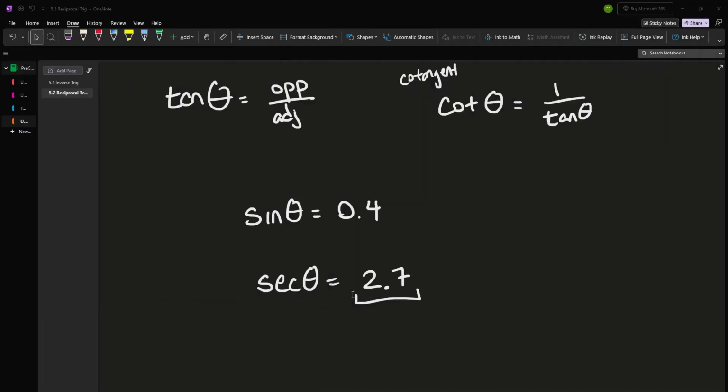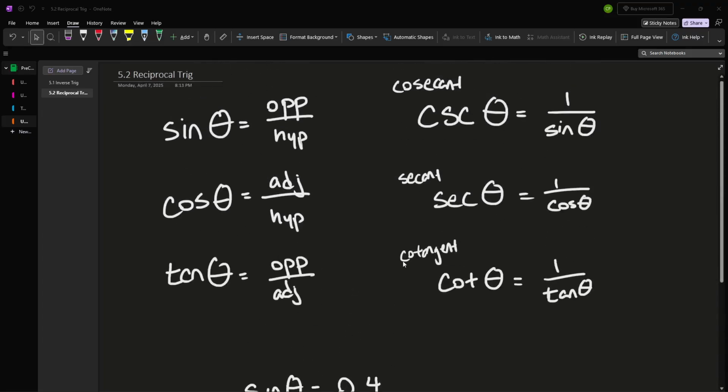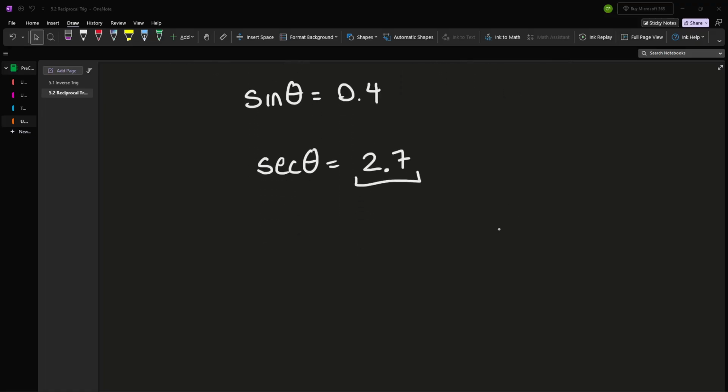So to convert it first, I want to see what I can turn secant into. Looking at my reciprocal properties, I see that secant is actually 1 over cosine. So I change it. So I have 1 over cosine of theta is equal to 2.7. I didn't change the right side at all. I just replaced the left with something that is equivalent, something that is the same. Now, I don't like solving this out. I can't solve it with cosine at the bottom. So what I can do is I flip everything.